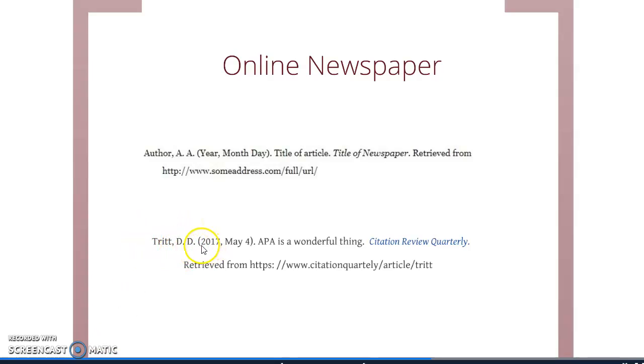And what is unique here is instead of just putting the year, you will also want to put the day and the month. Then include the name of the page, capitalize only the first word, and if there's a subtitle, capitalize that first word. Put the name of the online newspaper in italics, capitalizing all the major words. And then simply put a retrieve from, and in this case you're going to put the full URL so that when Professor Murphy clicks on the URL, he is able to get to the actual article you are looking at. Please remember to remove the hyperlink from this citation.